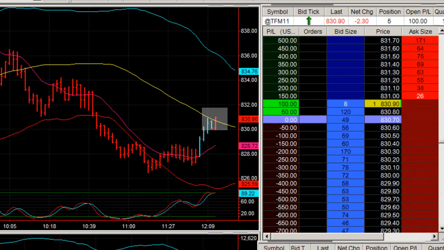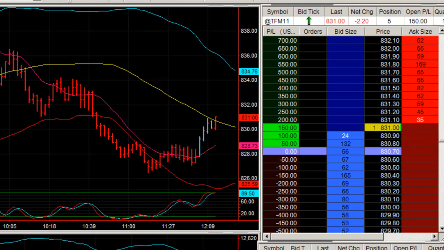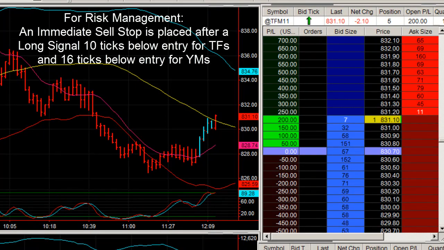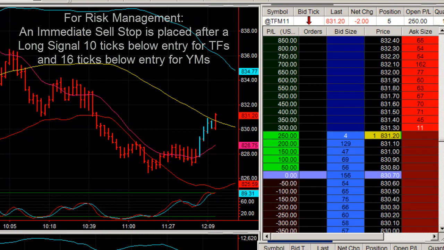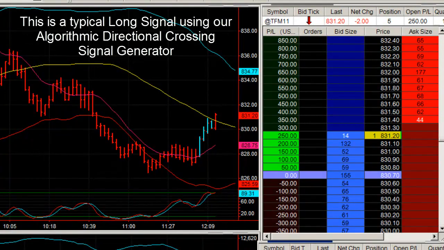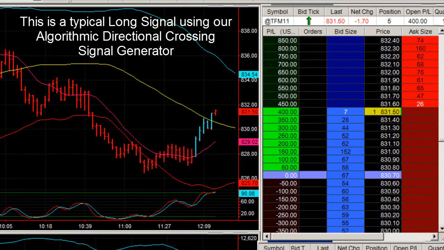As you can see, the section is highlighted. And now we're long for the TFs. We place for risk management a sell stop 10 ticks below the entry for the TFs. Okay, we immediately place the sell stop 10 ticks below the entry for the TFs. This is a typical long signal using our algorithmic directional crossing signal generator.